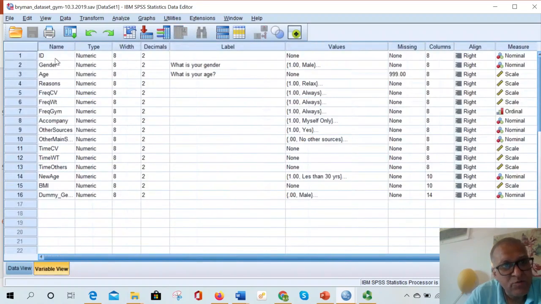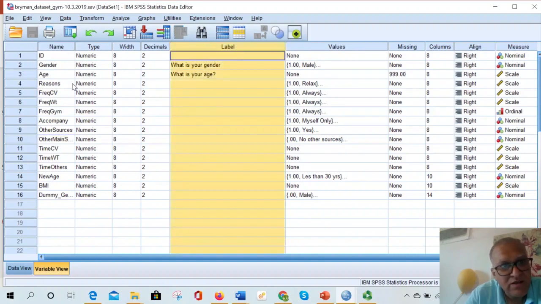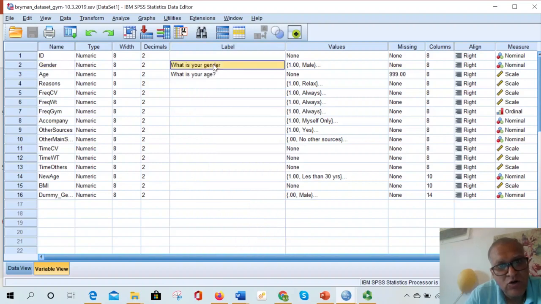In the variable view, you put your questions. So the first is ID, the second is what is your gender, third is age, fourth is the reasons why they go, frequency. So you name each variable with just short names. If you want the complete name, then use this column, label. So gender: what is your gender? You can copy and paste from your questionnaire. Age: what is your age? And similarly, you can write everything here, if you want a complete question. Here, the variable name takes only short names without gaps. So make sure your variable name is 7 to 8 letters and continuous without gaps.